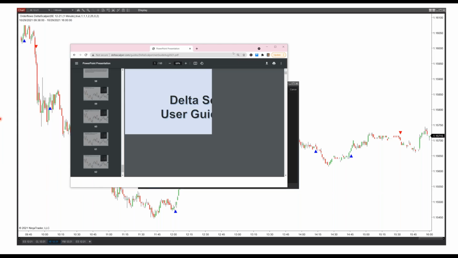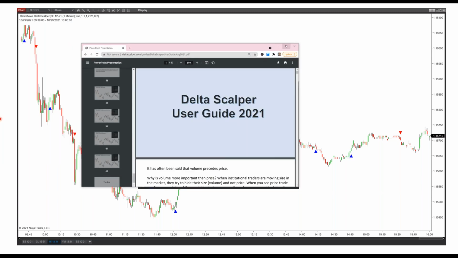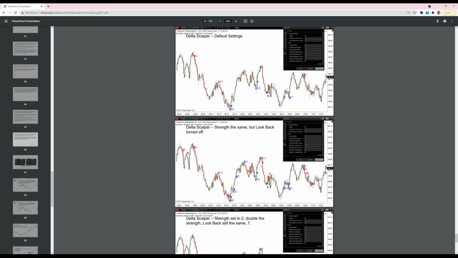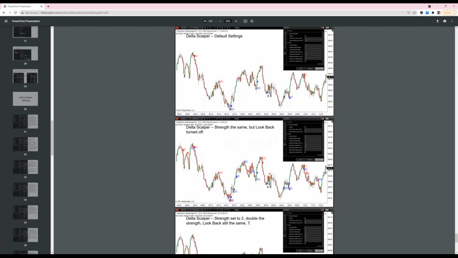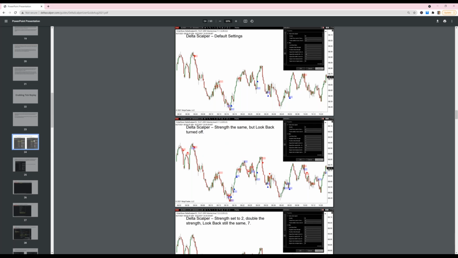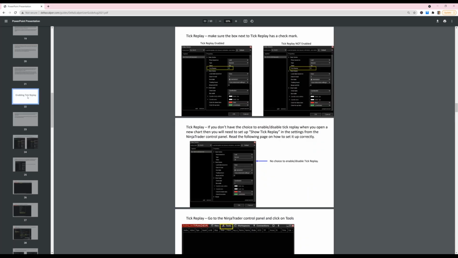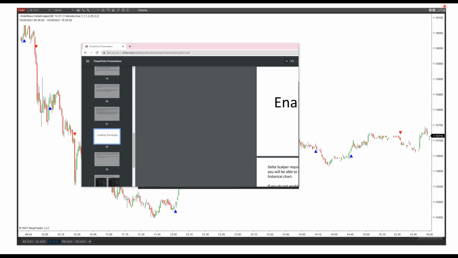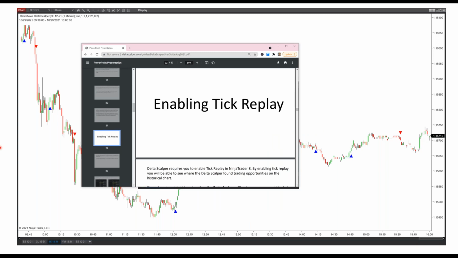There's a user guide here. I don't know if it has the actual importing in there, because there's something you've got to know about tick replay. You're going to need to use tick replay. That's important. It's in the user guide, but the importing there should be a video. Let me see if I have the video here for you.